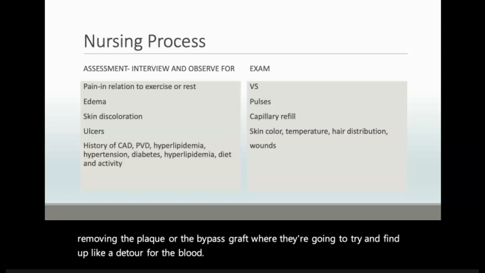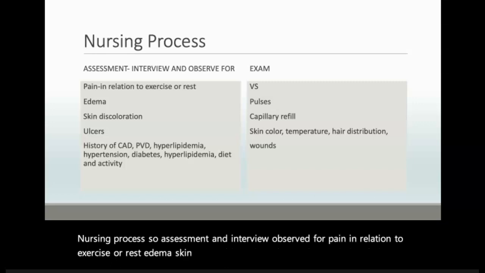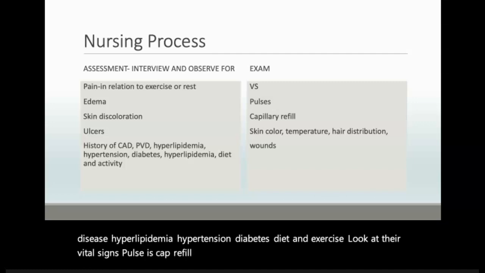Nursing process, so assessment and interview: observe for pain in relation to exercise or rest, edema, skin discoloration, ulcers, and history of coronary artery disease, hyperlipidemia, hypertension, diabetes, diet, and exercise. Look at their vital signs, pulses, cap refill. Cap refill may be sluggish.